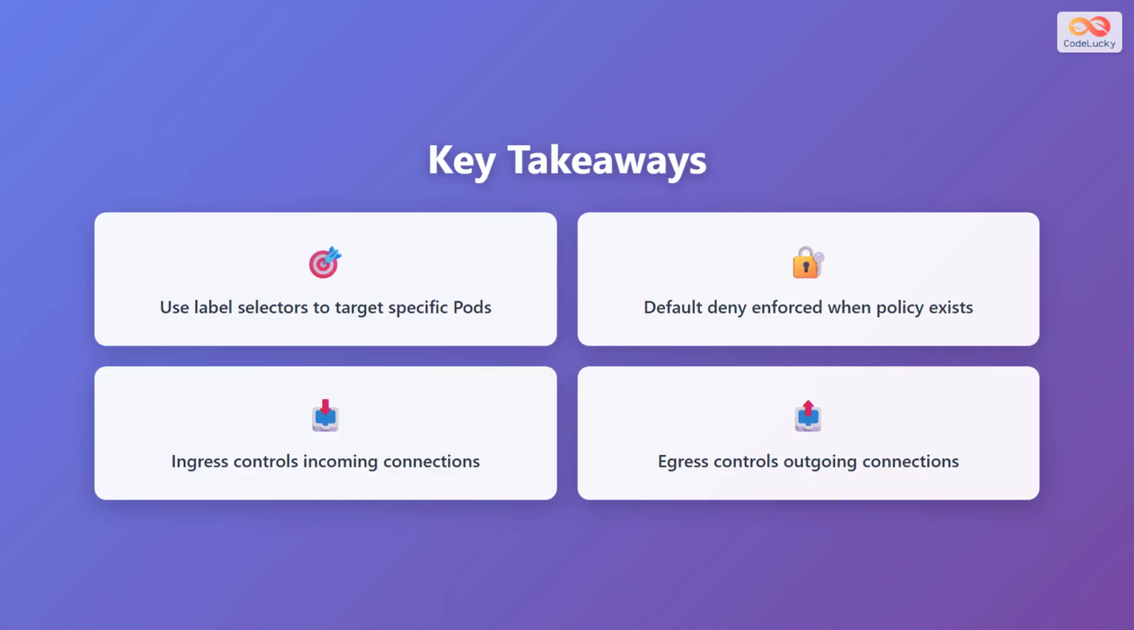Let's recap the key points. First, use label selectors to target specific pods that need network restrictions. Second, remember that once a network policy is applied to a pod, a default deny rule is enforced, meaning only explicitly allowed traffic can flow. Third, ingress rules control incoming connections to your pods. And fourth, egress rules control outgoing connections from your pods. Network policies are additive, so multiple policies targeting the same pods will combine their allow rules to determine the final traffic flow.